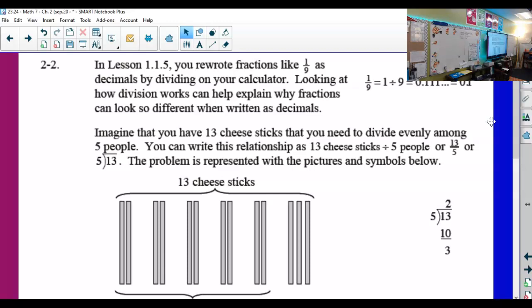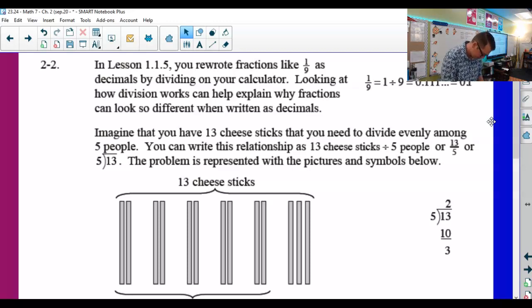Here, just start acting like you have 5 people. Here's 13 cheese sticks. Divide them evenly. Are we allowed to cut them? Yep. Well, rip is probably easier than cut, but I wouldn't cut them until you have to. Can we cut them? Yeah, once, if you have to, sure.